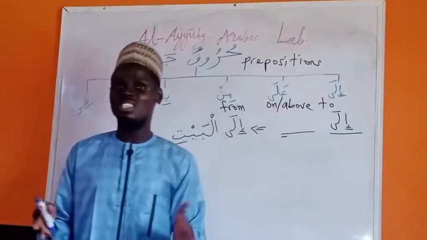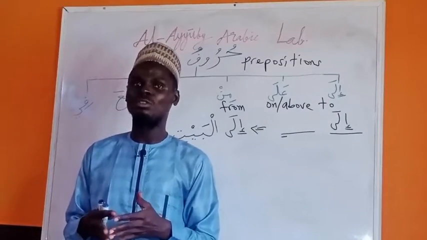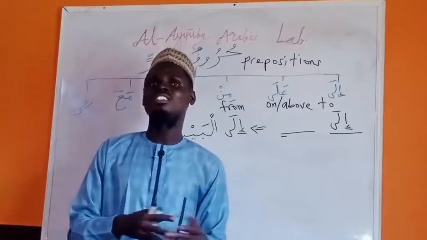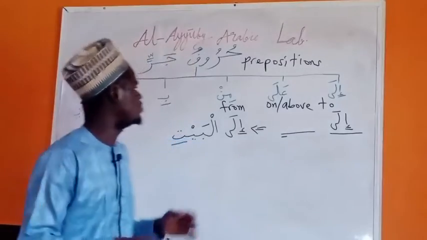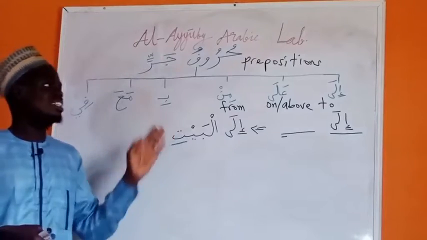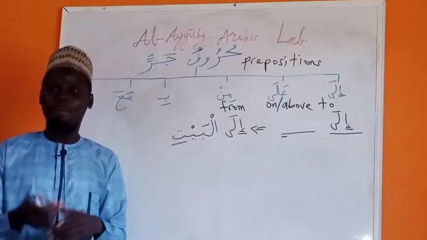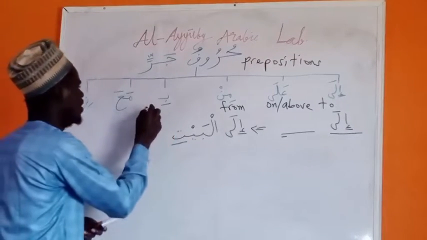There are some other usages for min which we will not be able to explain today, just for the purpose of this lesson. Also, there is bi. Bi means with.